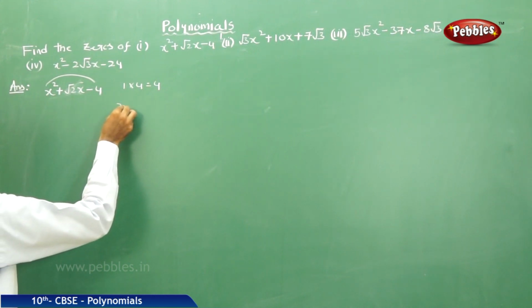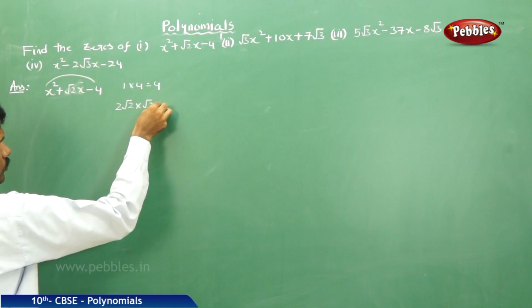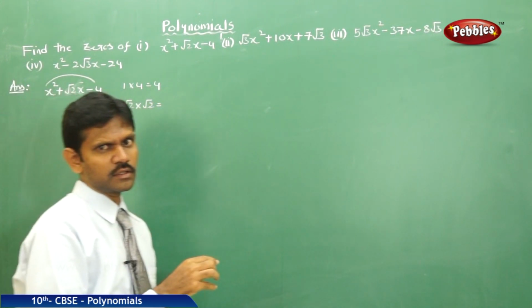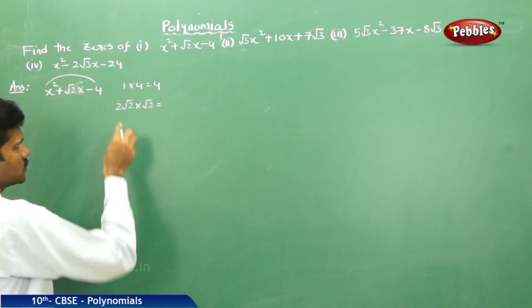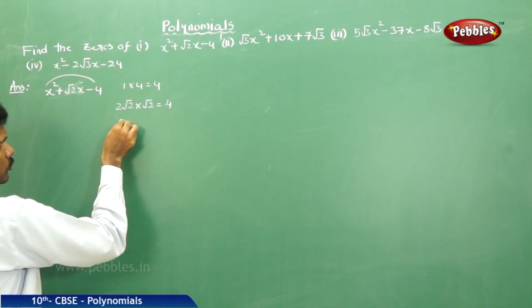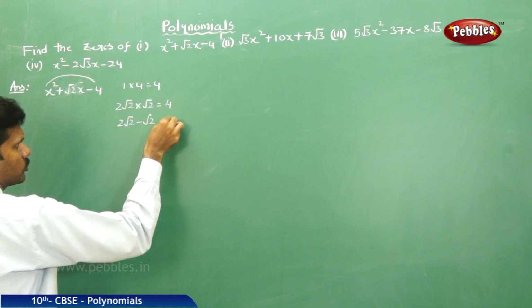Now 2 root 2 into root 2, you know very well, root 2 into root 2 is nothing but 2. That is 2 times 2, 4. That is 2 root 2 minus root 2, that is equal to root 2.